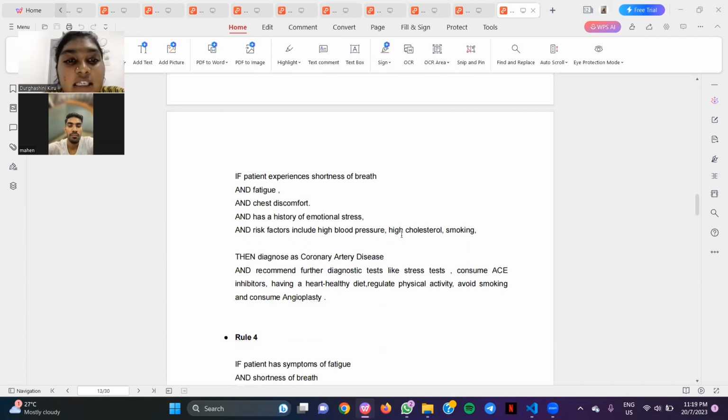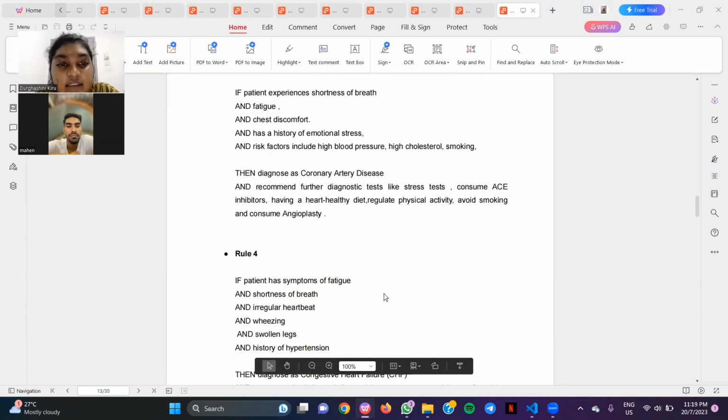Rule number 3 is if the patient experiences shortness of breath, fatigue, chest discomfort, and has a history of emotional stress, and also has risk factors such as high blood pressure, high cholesterol, and smoking, then they are diagnosed with coronary artery disease. They are recommended for further diagnostic tests like stress tests, ACE inhibitor consumption, a heart-healthy diet, regulated physical activity, and avoiding smoking.